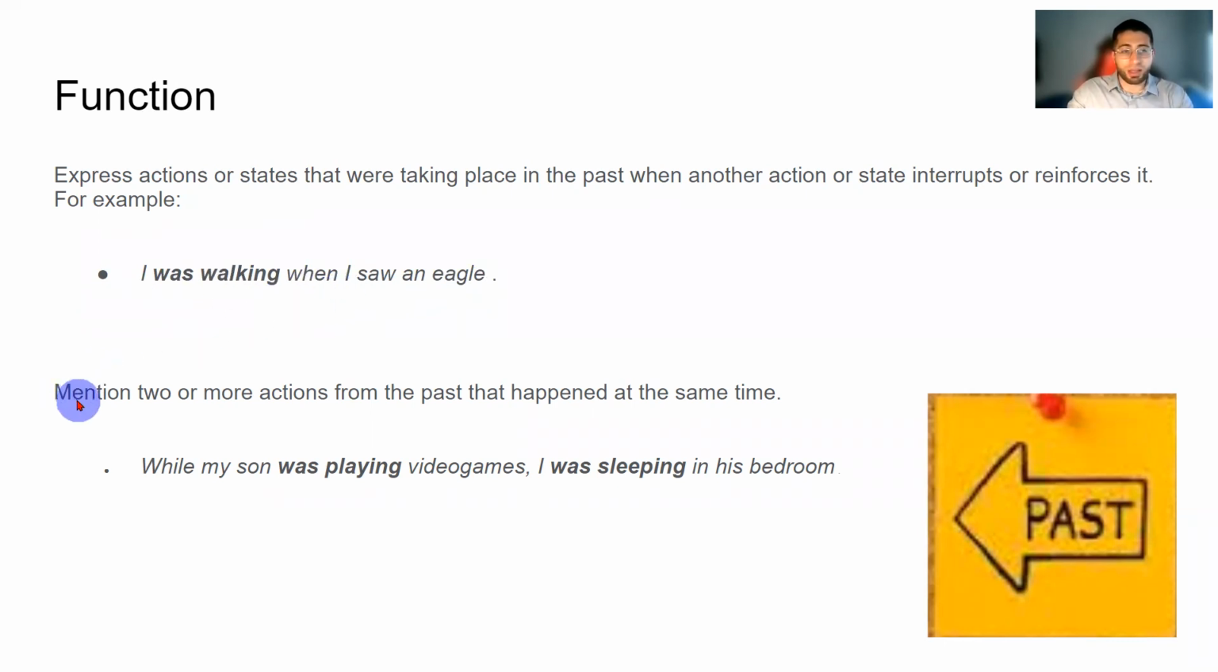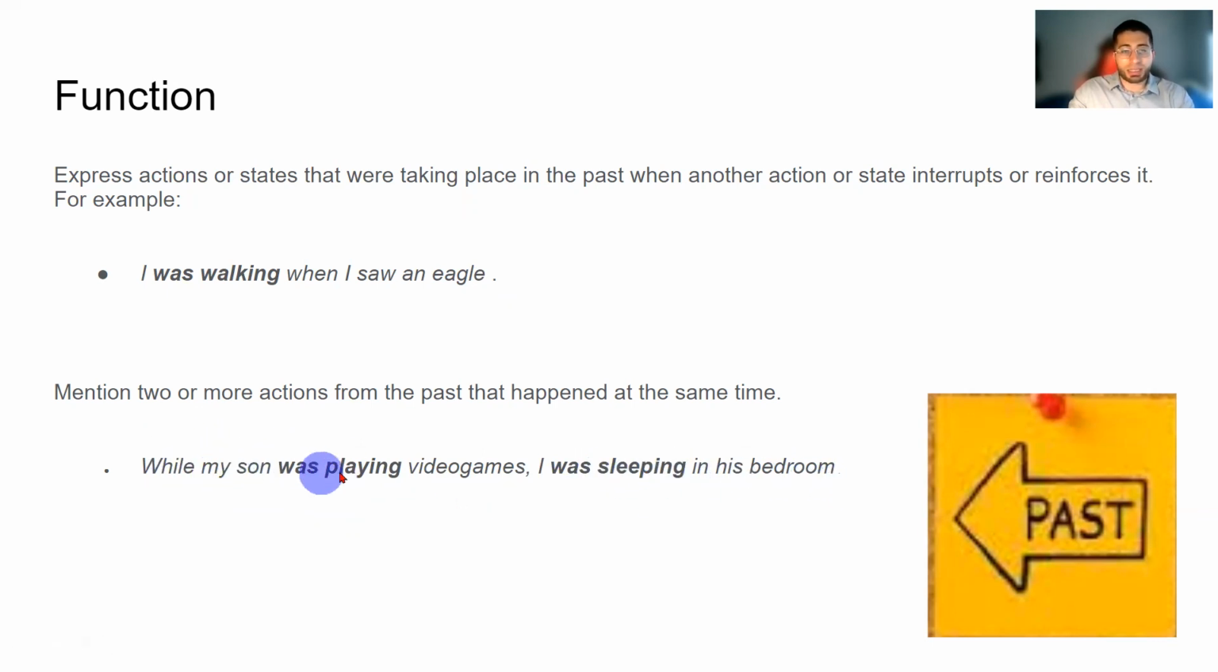¿Listo? Muy bien. Mention two or more actions from the past that happened at the same time, right? This is another function. Esta es otra función. Dice, chicos, we're mentioning two or more actions. Estamos mencionando dos o más acciones, ¿listo? In the past, from the past, no, del pasado, yes, that happened at the same time, que pasaron al mismo tiempo, en el pasado. Yes, for example, while my son was playing video games, I was sleeping in his bedroom, right?